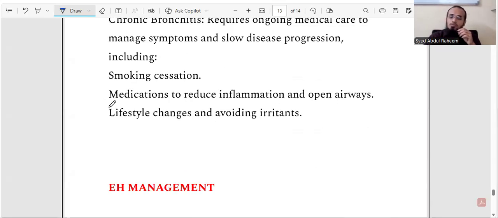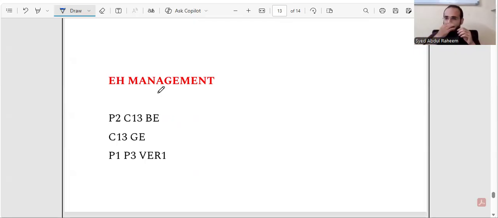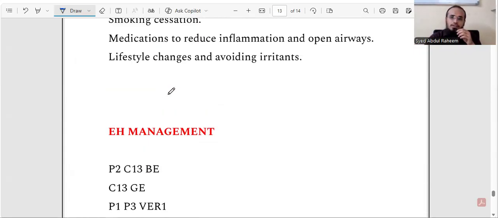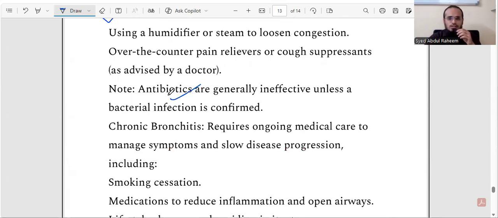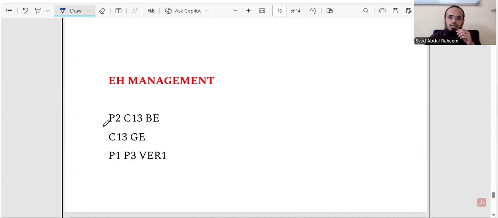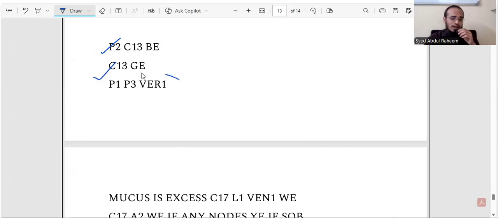If the patient is a smoker, try to stop him from smoking. Now, electrohomeopathy treatment. Basically, this bronchitis is inflammation, and it may be an infection. So the basic remedy is P2, C13B, C13G. If he has a viral or bacterial infection, you can advise P1 Ver1.